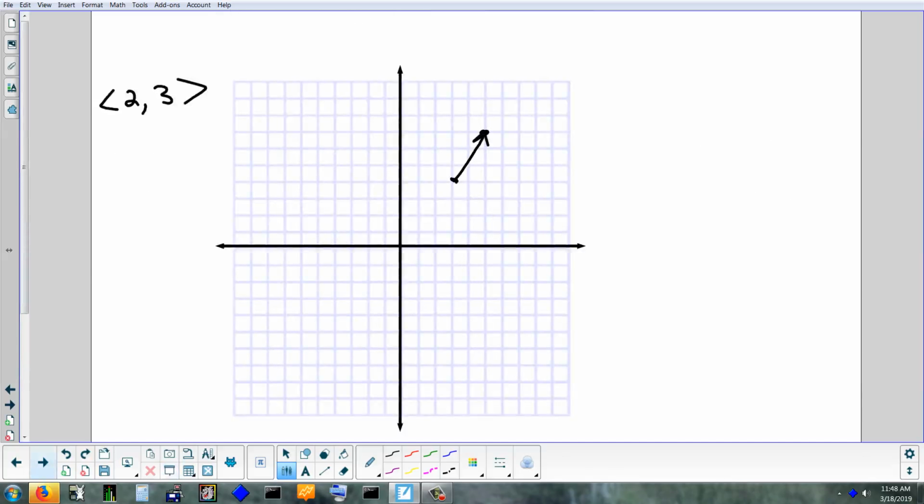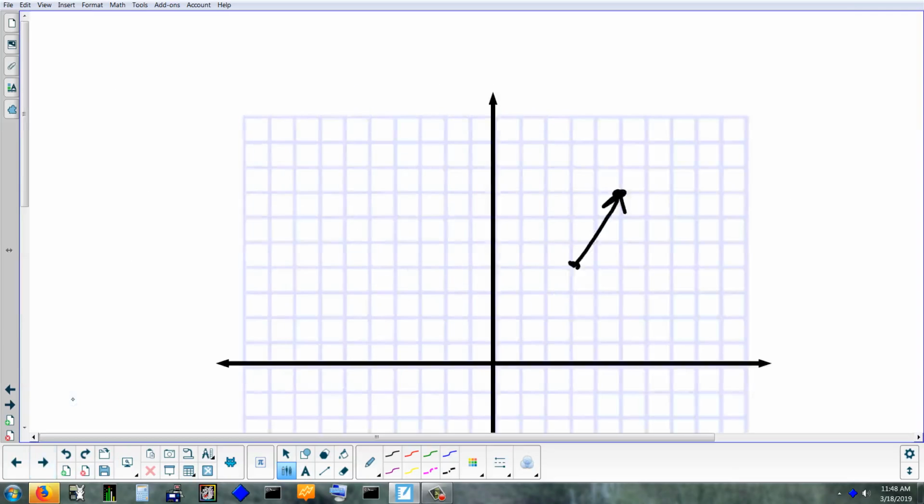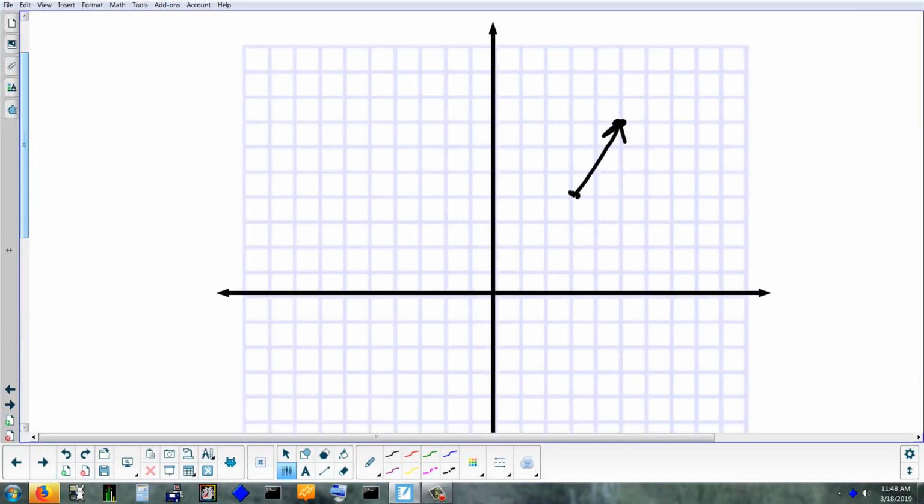But say you had this picture, and they said, write an algebraic vector for that. They wouldn't tell you it's 2, 3. You'd have to figure that out. All they might give you is the coordinates. They might not even give you a picture. They would say, the vector starts at 3, 4. That's the initial point. And it ends at 5, 7.